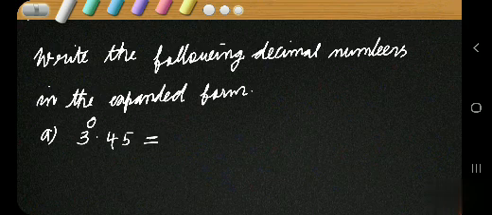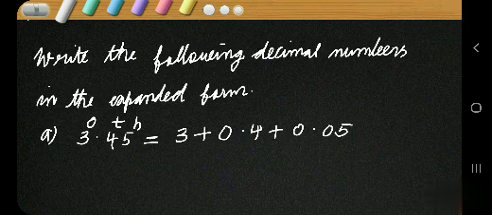Ones place, tenths place, hundredths place. So the place value of 3 is 3, plus the place value of 4, 0.4, plus the place value of 5, 0.05. This is the answer. If you want, you can write it out, otherwise you can do it directly. If you can do it directly, that's better.